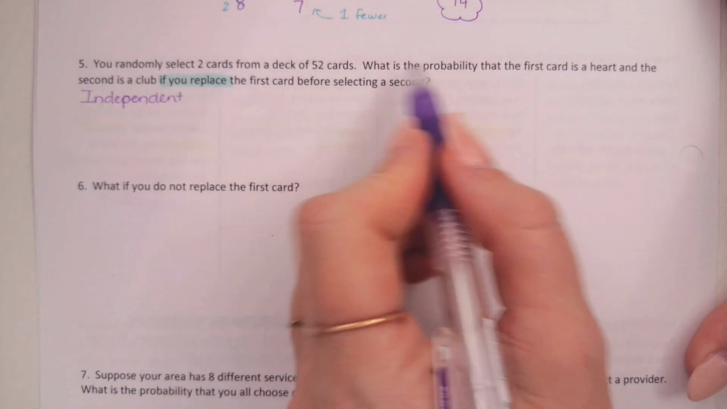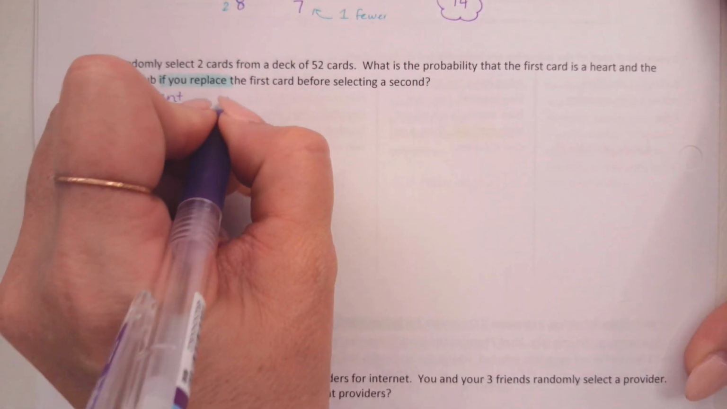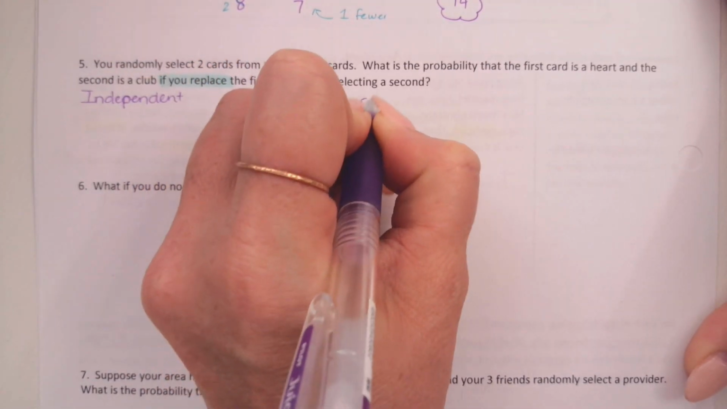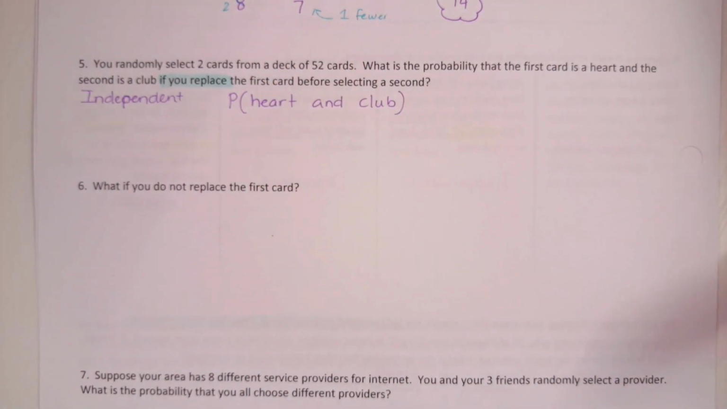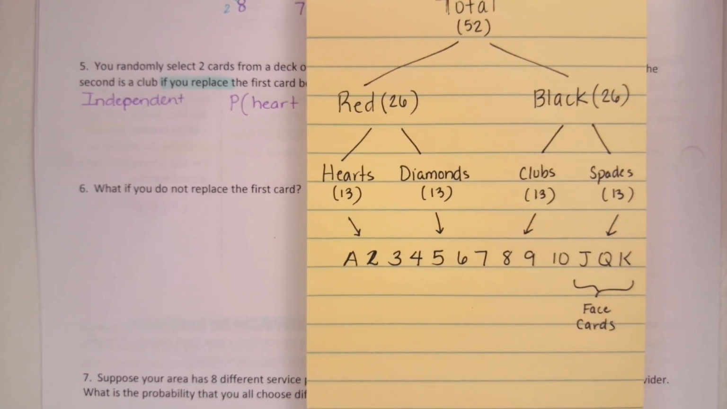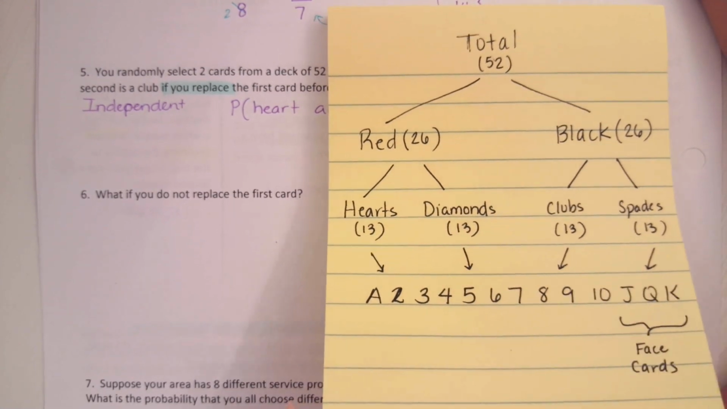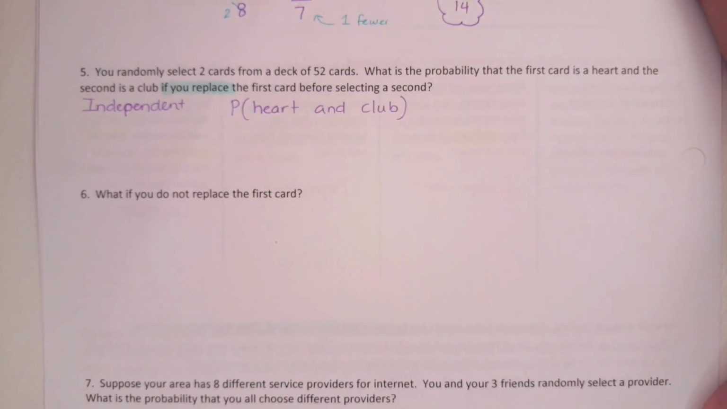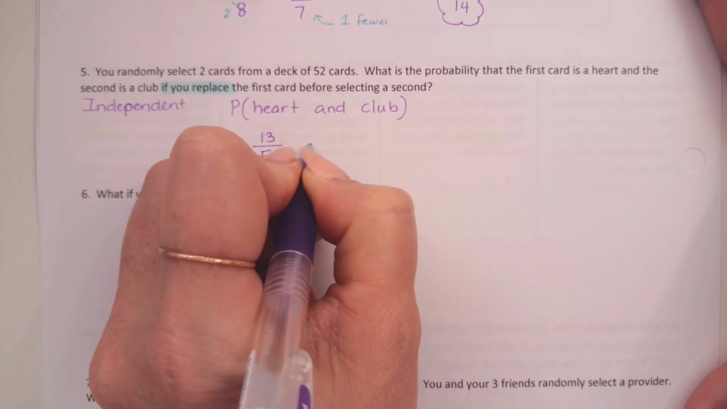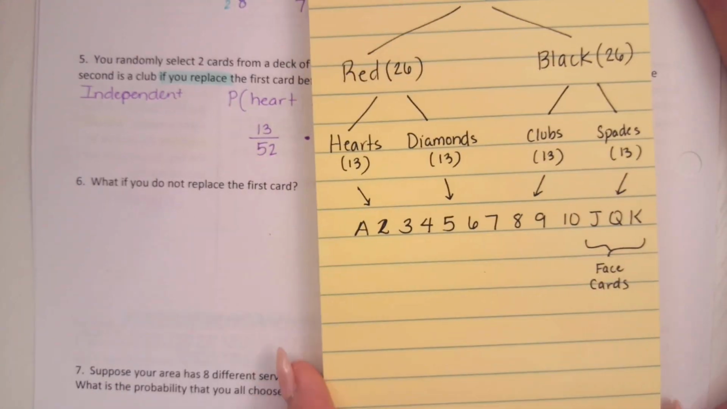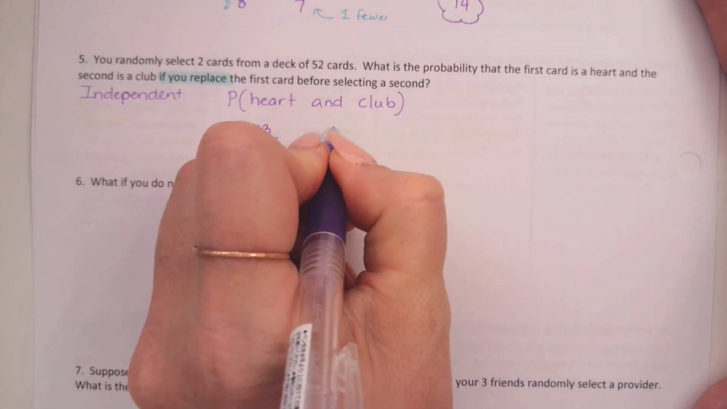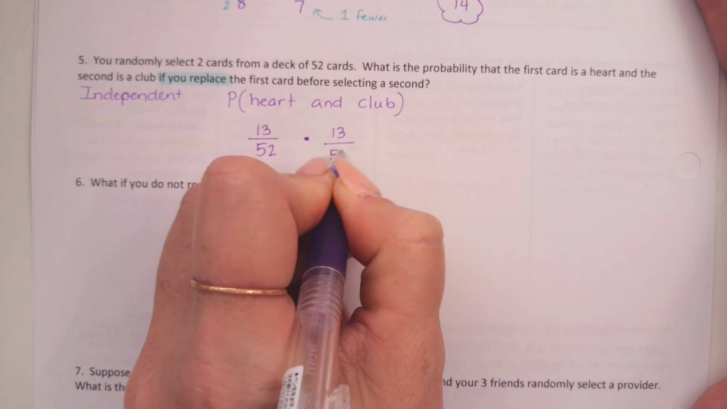Okay. So we're trying to find the probability that the first card is a heart and the second is a club. So probability of heart and club. All right. Probability of selecting a heart. How many are there? There's 13 out of how many total? 52 total. 13 out of 52. And that's telling me to multiply. Probability of selecting a club. Also 13 out of 52. Very good. We replace it so we have exactly the same number of cards.